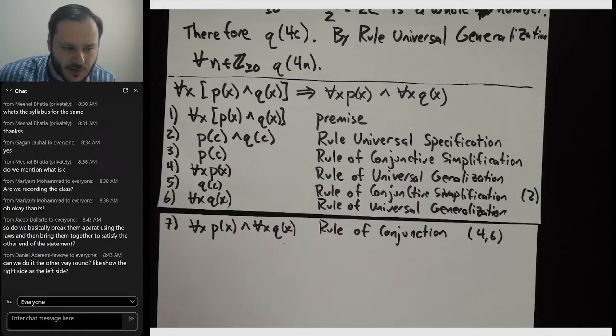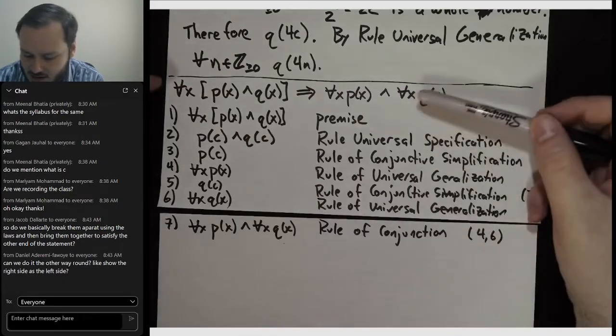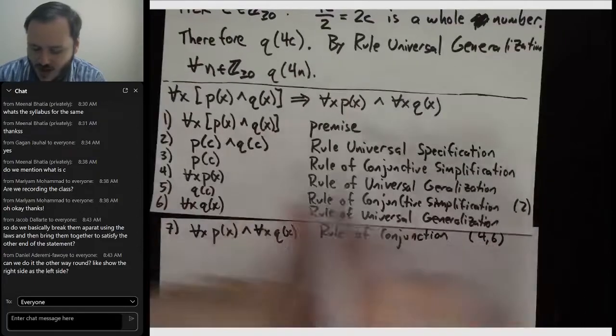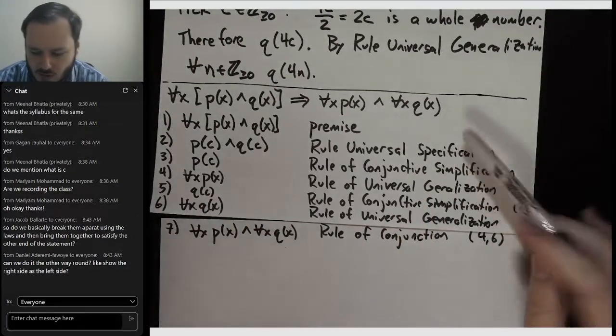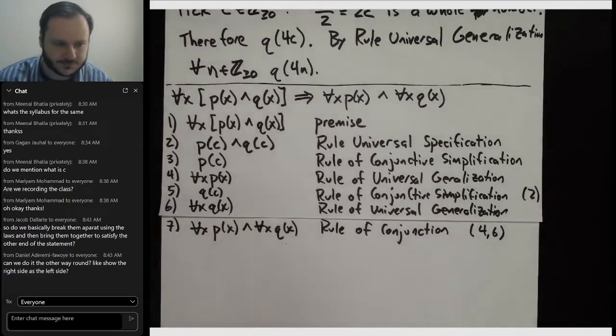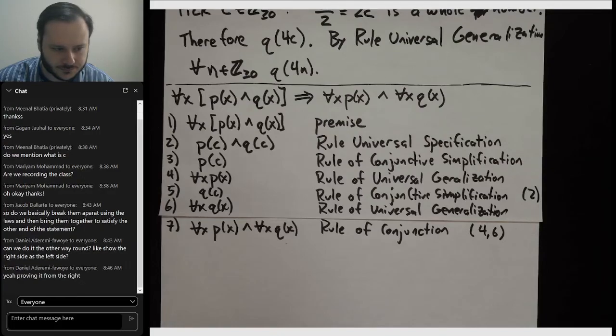Can you do it the other way around? Can you write the right side as the left side? Do you mean this argument, or do you mean switching where I put my symbols and where I put my words? Verification for that. Proving it from the right.